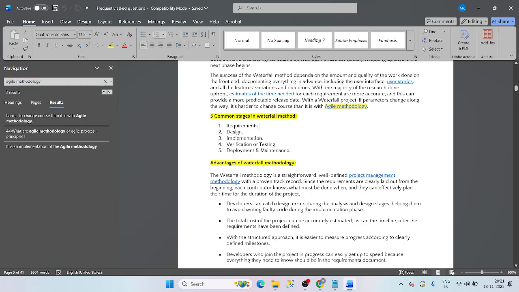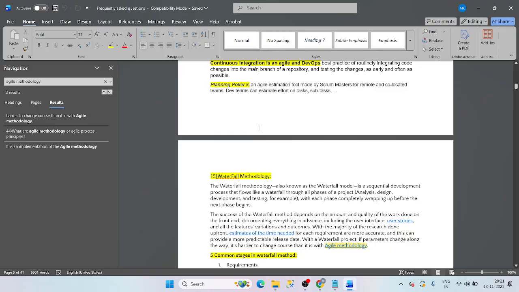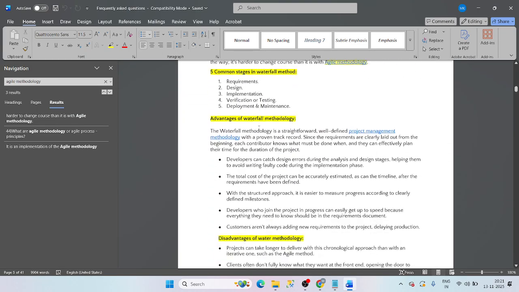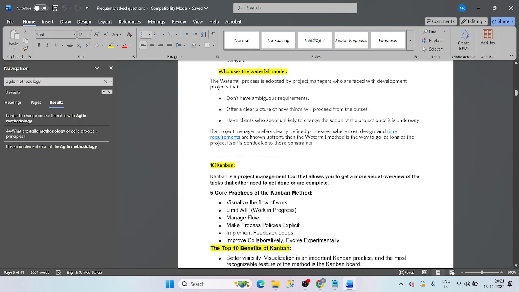Agile methodology. See here, this is waterfall. And for waterfall, we are going to have the Agile method.